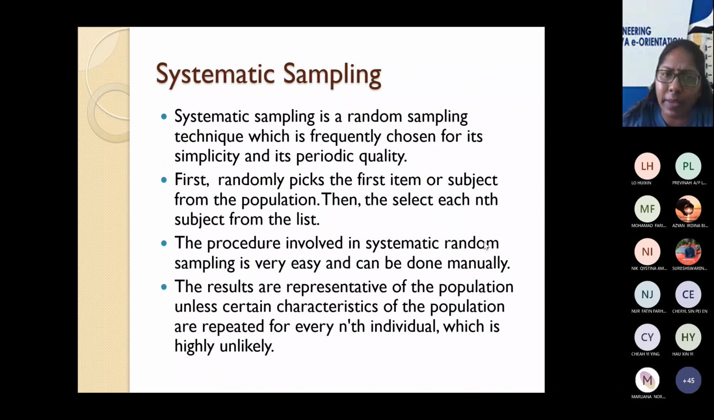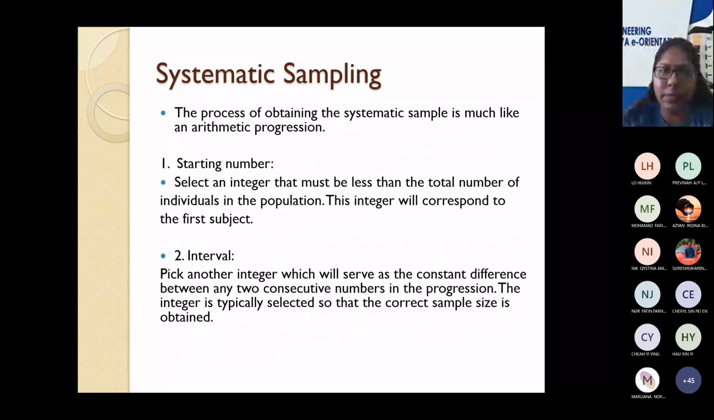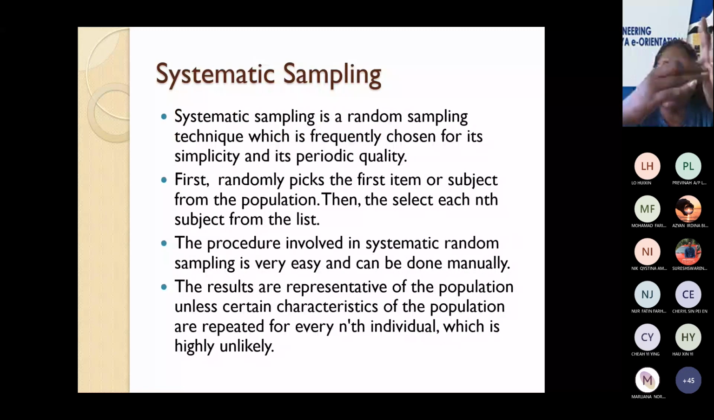Then you have systematic sampling. Systematic sampling is the easiest for you to understand. Let's say you have 100 samples. You pick every 5th sample: 5, 10, 15, 20, 25, 30. So that is systematic sampling.